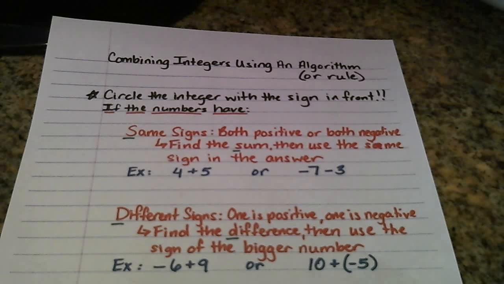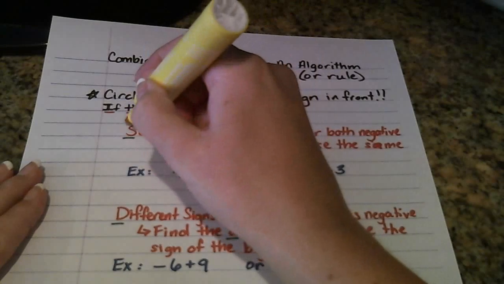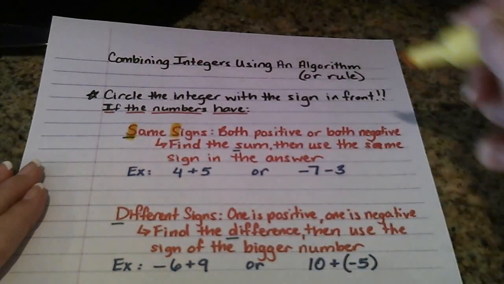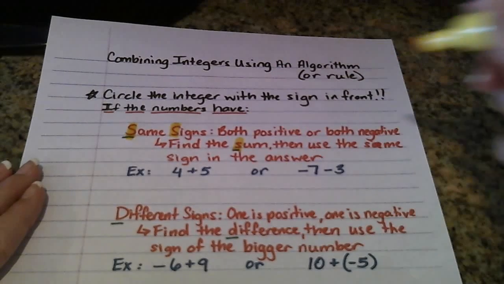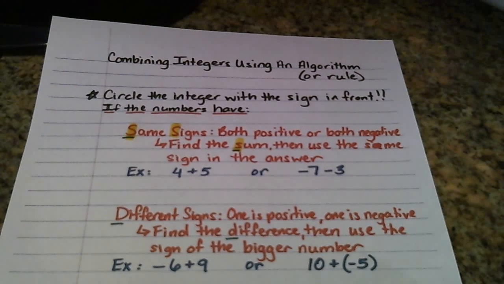Now, part of the rule states, if these two numbers have the same sign out in front, meaning both numbers are positive or both numbers are negative, what you're going to do is find the sum of those two numbers, then use the same sign in the answer. You can remember that by the fact that same signs both start with S, and so does sum. They all start with S.